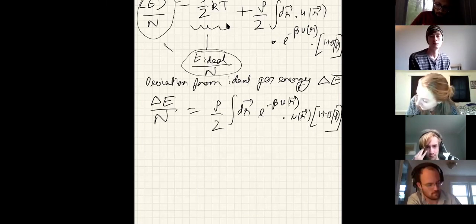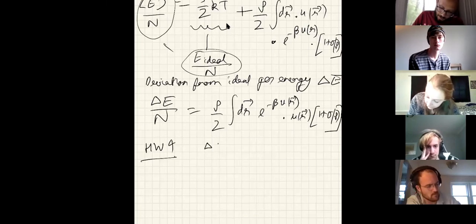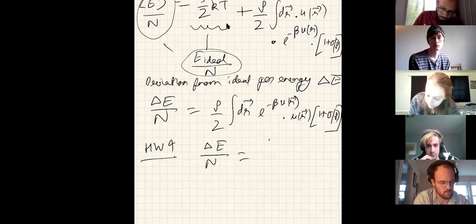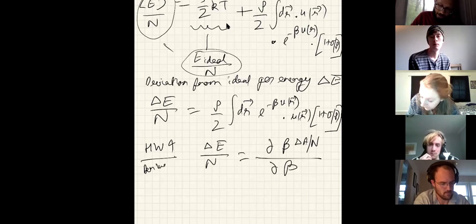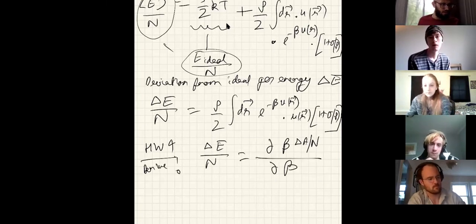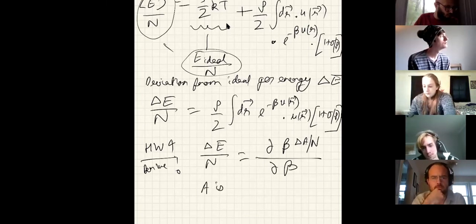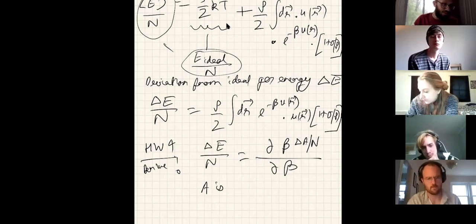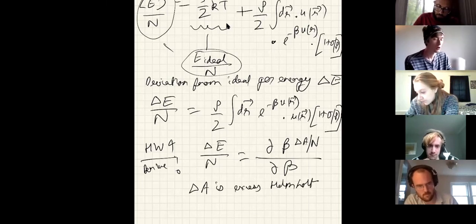This is where we use the relation you are deriving in homework 4 from Thermo, that delta E by N is equal to partial beta delta A by N divided by partial beta. You will be deriving this, and we are going to use this over here. So I'm not going to prove this because it will take too much time right now. It's not hard, and it's a good refresher for your thermo before you think that you're done with thermo. So delta A here is the excess Helmholtz free energy relative to ideal gas.